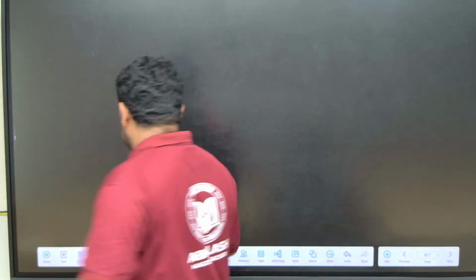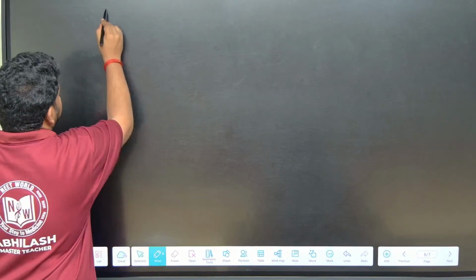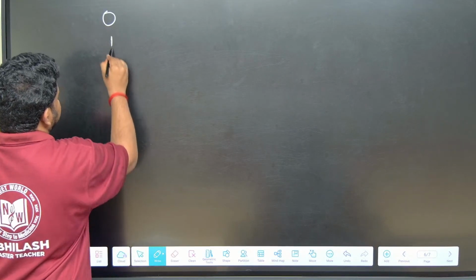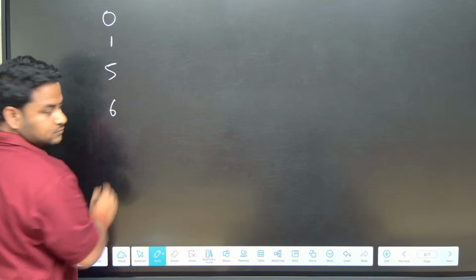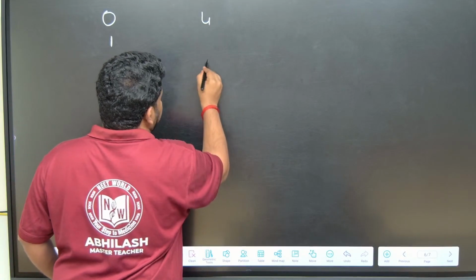So see here, the first type of group I will write as 0, 1, 5, 6. Okay, 0 1 5 6. The next type of numbers is 4 and 9.